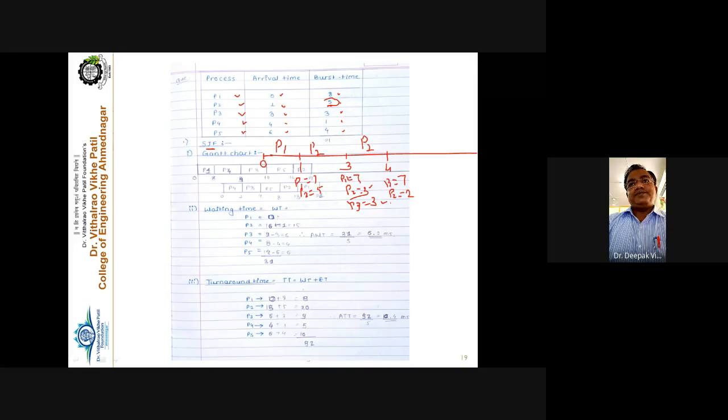Then P3 is equal to 3, and the next process P4 arrived. P4 is equal to 1, arrived at the 4th millisecond, right? This is the arrival time. So see now, the comparison between 1 and 2. P4 is taken for the execution, because 1 is less as compared to 2. And it will continue up to the next millisecond.